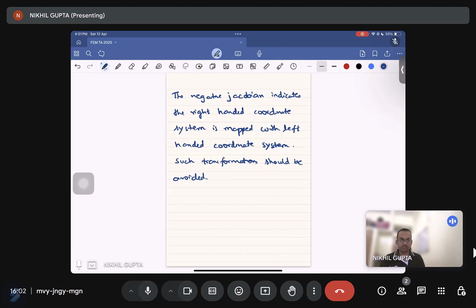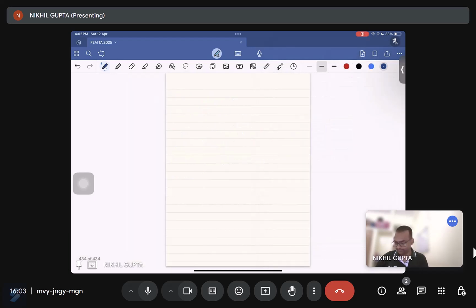So I hope you have got the answer to the statement why the Jacobian should not be negative, and also why it should not be zero as well. So the mapping you are doing should always adhere to the characteristics of Jacobian, that it should be greater than zero, means non-negative. So let's go to next question.